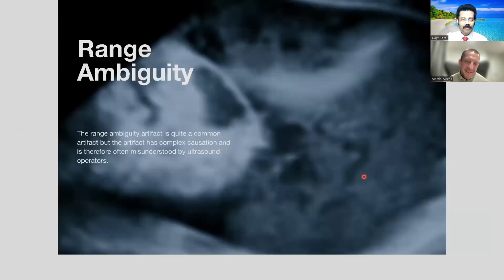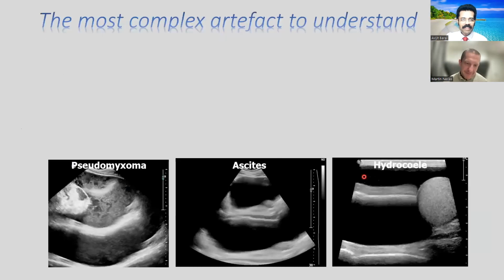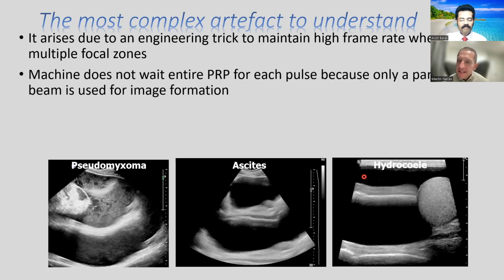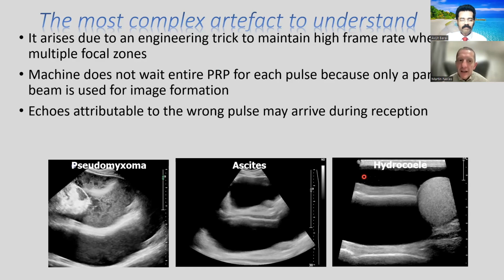And the little more complicated stuff, range ambiguity. This is one of the things I really struggle to understand, Martin. Yeah, so you really have picked a difficult one. This artifact only arises when we are using more than one focal zone. I'm not sure whether all users have this facility, but certainly on medium or high-end ultrasound machines, you can use multiple transmit focal zones.